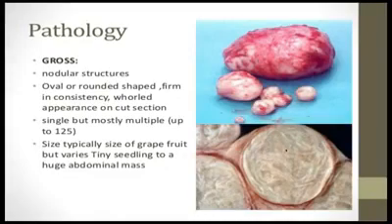Here you can see on cut surface, this is a whorled pattern appearance. Very important characteristic of leiomyoma, whorled pattern appearance. But there are no hemorrhagic or necrotic areas seen. If there are hemorrhagic or necrotic areas seen, then it might be the malignant counterpart of leiomyoma, that is leiomyosarcoma.